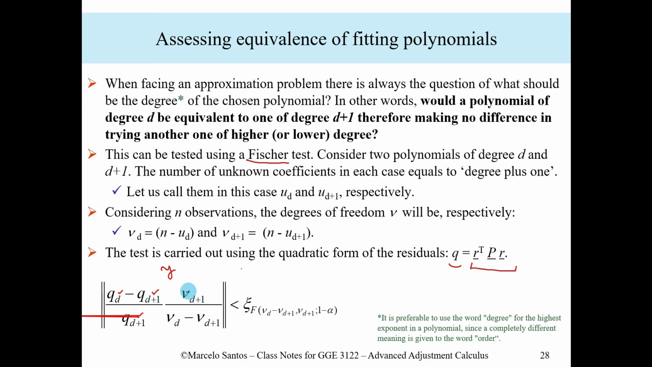The second term is computed as a function of the degrees of freedom. The Fisher distribution, you know, is a function of two degrees of freedom. The first degree of freedom is basically the difference between the degrees of freedom of these two consecutive polynomials, and the second degree of freedom is the degrees of freedom of the polynomial with larger degree. And the confidence level is 1 minus alpha.